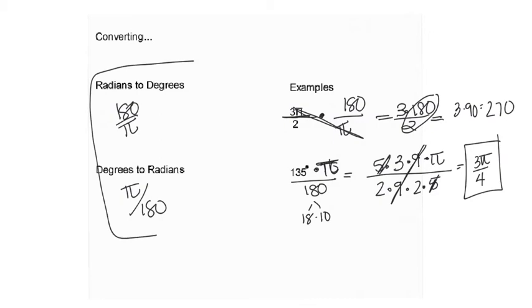This is kind of the biggest deal, though, making sure you know which one you want to use, 180 over pi or pi over 180. And I usually ask myself, do I want to keep pi? Do I want to get pi or get rid of pi, to choose which way to go?